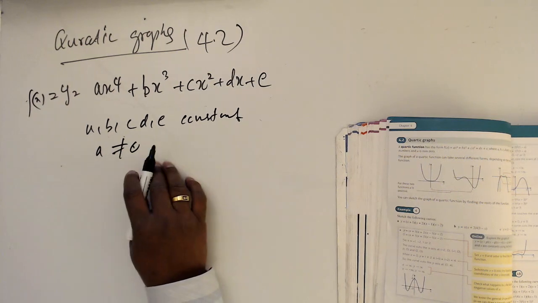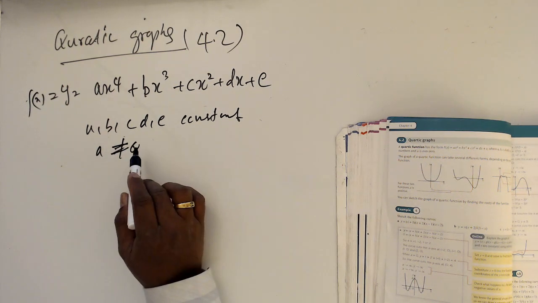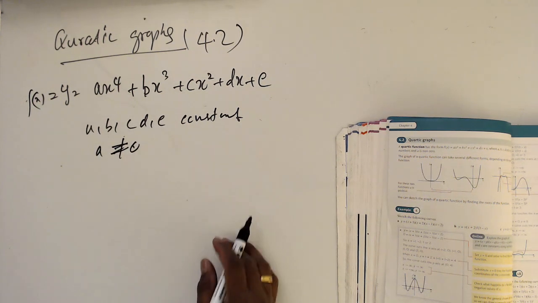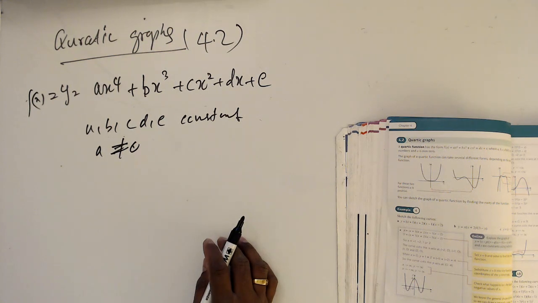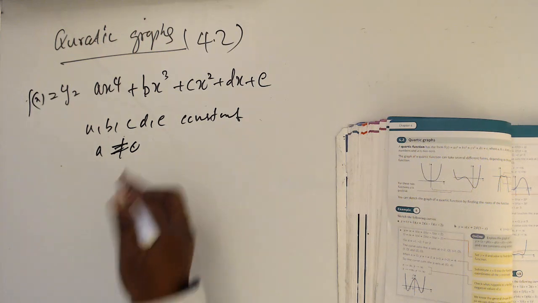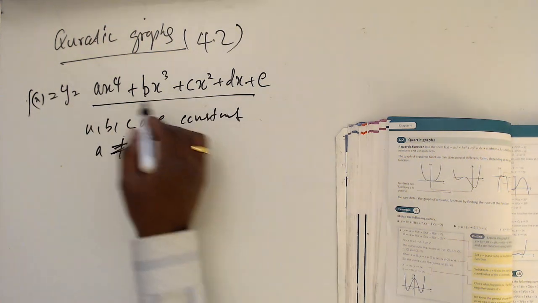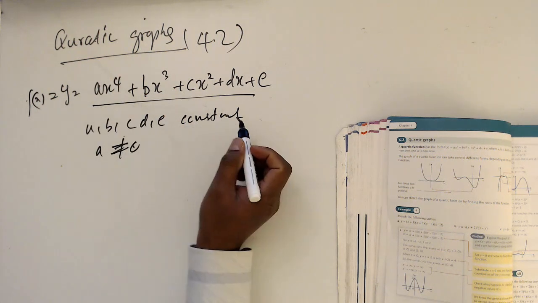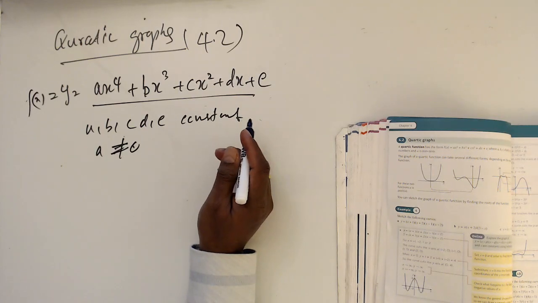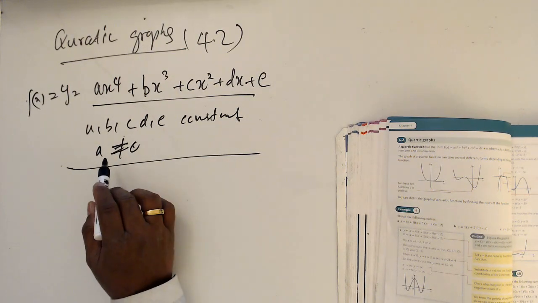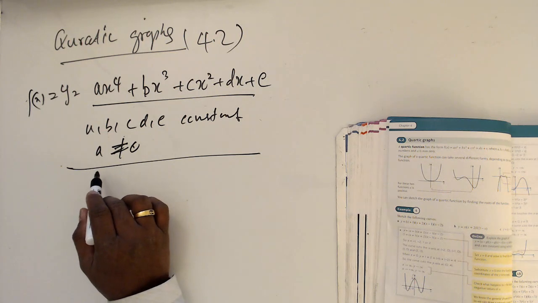If a equals 0, then what will happen? It becomes a cubic graph, a cubic function. Also, the highest power is 4, so we are expecting 4 roots.